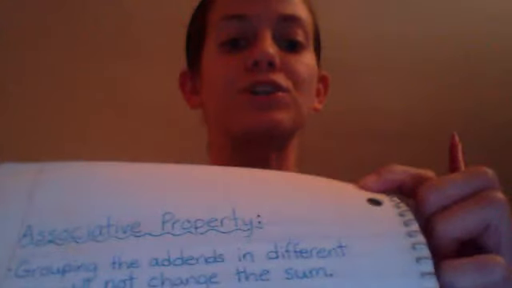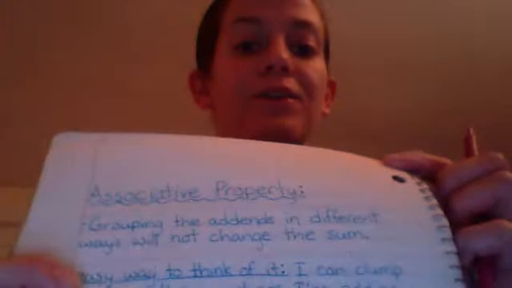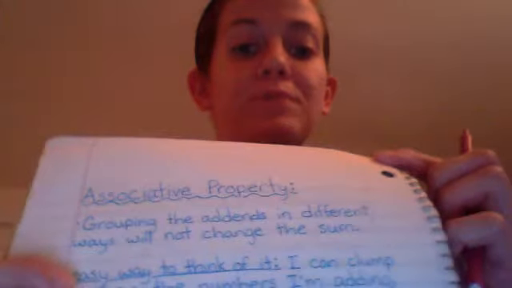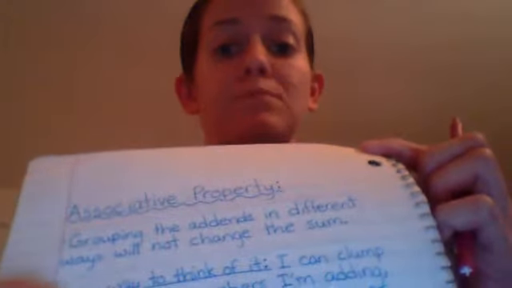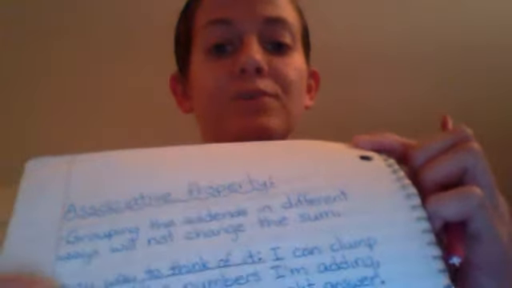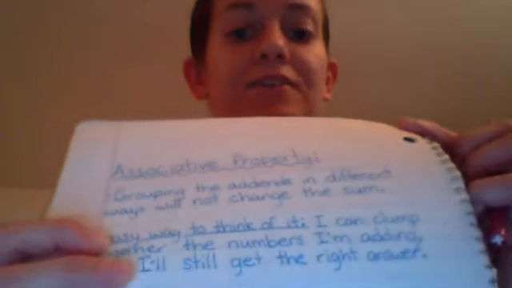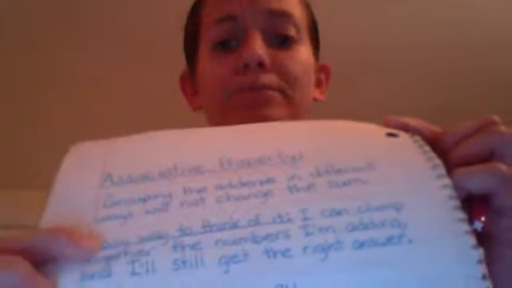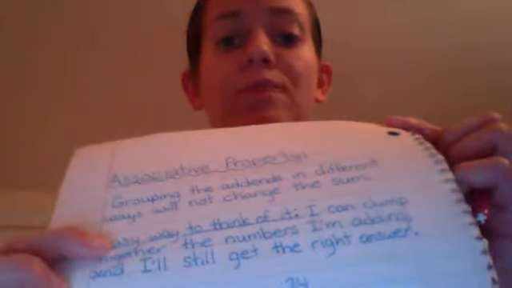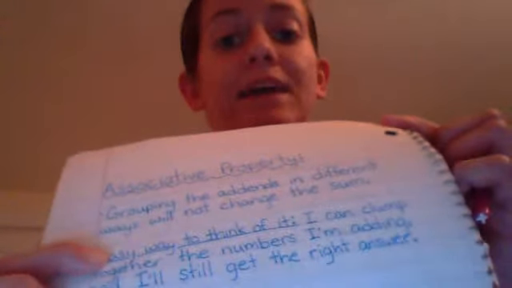It's Miss Vick here to talk about the associative property. Now, what the associative property says is that when you're grouping addends, they can be grouped in different ways, and you'll still end up with the same sum. An easier way to think of that is telling yourself, okay, I can change the way that I'm clumping numbers together when I add them, and I'll still end up with the right answer.